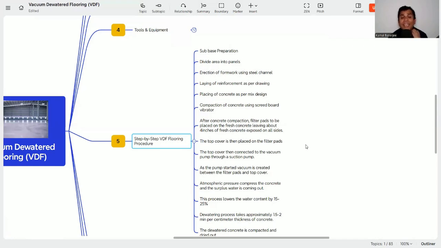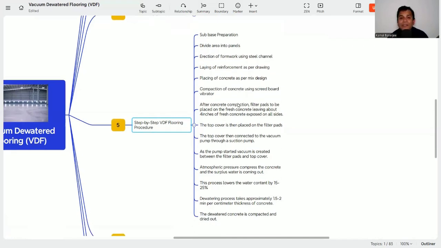So we are fixing steel channel on both sides. After placing the mortar, we place the channel, and after the mortar is set, it becomes fixed. Then laying of reinforcement as per the drawing, placing of concrete as per the mix design, and compaction by vibrator using the skid board vibrator as I discussed.